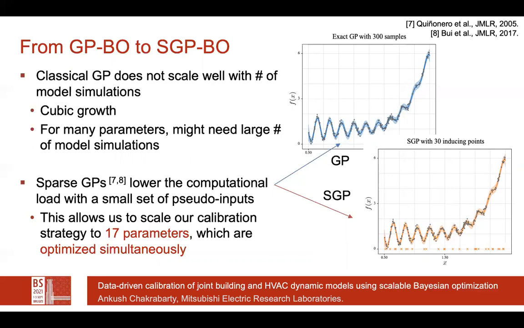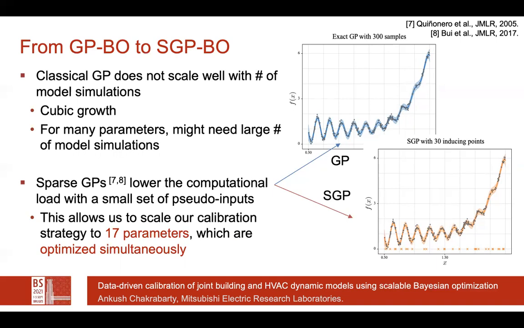So one major technical contribution of this work is to move away from Gaussian processes towards sparse Gaussian processes, or SGPs. SGPs have been studied and are well known to lower the computational burden of GPs by essentially replacing the entire data set that you've seen so far with a few representative points that cover the data very well. And these representative points are called pseudo inputs or inducing points. This allows us to scale our calibration strategy to multiple parameters. In fact, we have an example showing 17 parameters simultaneously being calibrated.